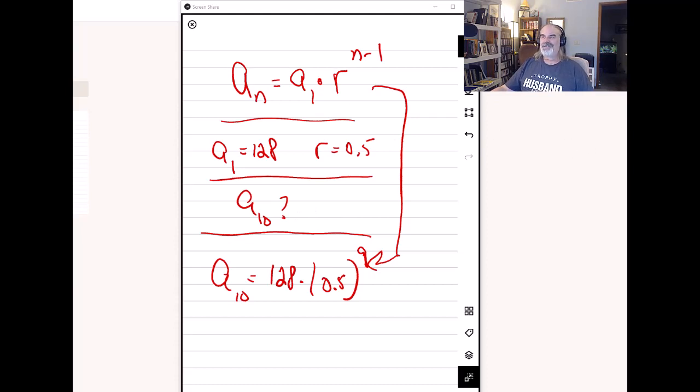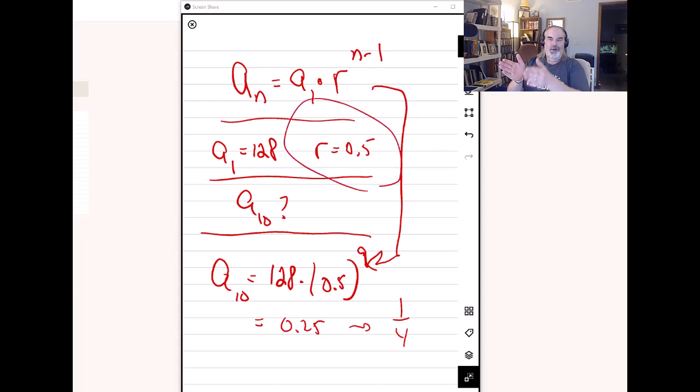What does that number look like? Well, again, that's a calculator job. Let me tell you what it is, or you can try it out to make sure you get the same thing. 128 times 0.5 to the 9th, I get 0.25, which is 1/4. So what this means is this sequence starts at 128. Every number in the list is half of the previous number. So 128 to 64 to 32 to 16, etc. By the time we've done that out to the 10th number in the list, we're already down to 1/4. And to figure that out, we did not need to know every single number in between.